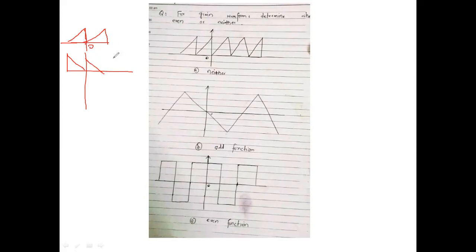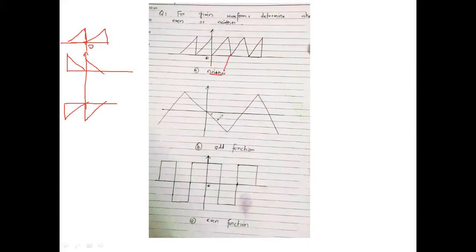This is not equal to this one. This is f of minus t. So it is not even. Now apply minus to test for the odd function. We will get this. This is minus f of minus t, which is again not equal to the original. So this is neither odd nor even. This is the neither case.